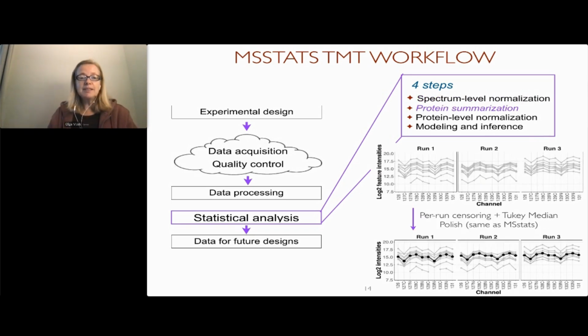So then the second step is summarizing our features into proteins. So here again, each panel is a run. The gray lines are PSMs, so all the ions, but now for one protein. So this figure corresponds to only one protein. And what we will do, we'll summarize all these features into one number per channel, per protein. And we do it the same way as we do it for MSstats, using a robust summarization. You can think of this as a glorified median. It's called Tukey median polish. And so now we have one number per protein per run.